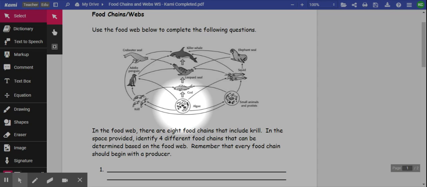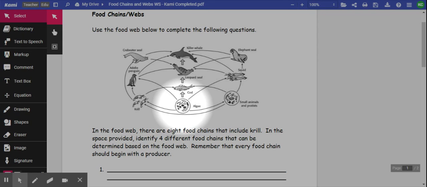The algae is going to be your only producer in this food web. The reason I know that is because there are only arrows leaving the algae. There's nothing pointing to the algae. That means the algae is giving its energy to whatever eats it, but it's not taking in any energy by eating something else. So that is the definition of a producer. That means to get its energy, the algae must be making it on its own.